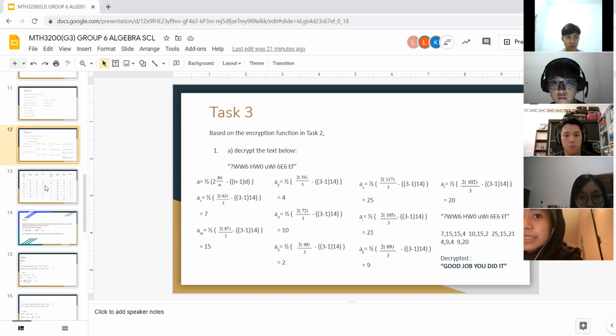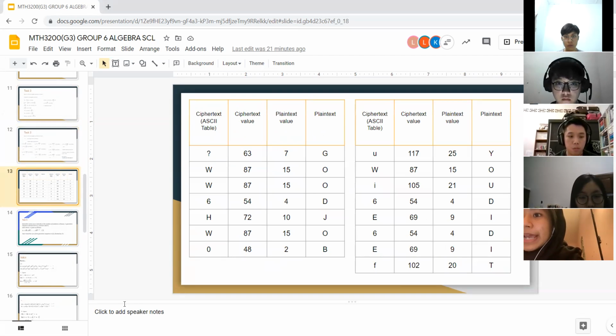So next. So here we have already made a table so it's easier to see how we decrypt the code. So here we can see that from the ciphertext value, we get the plain text value, and then we get the plain text in the end, which is good job, you did it. So that's all from me.